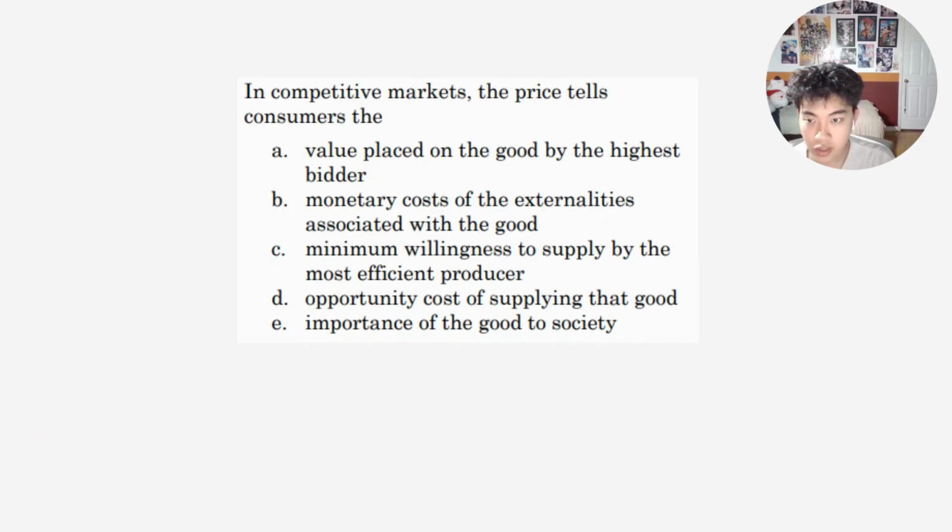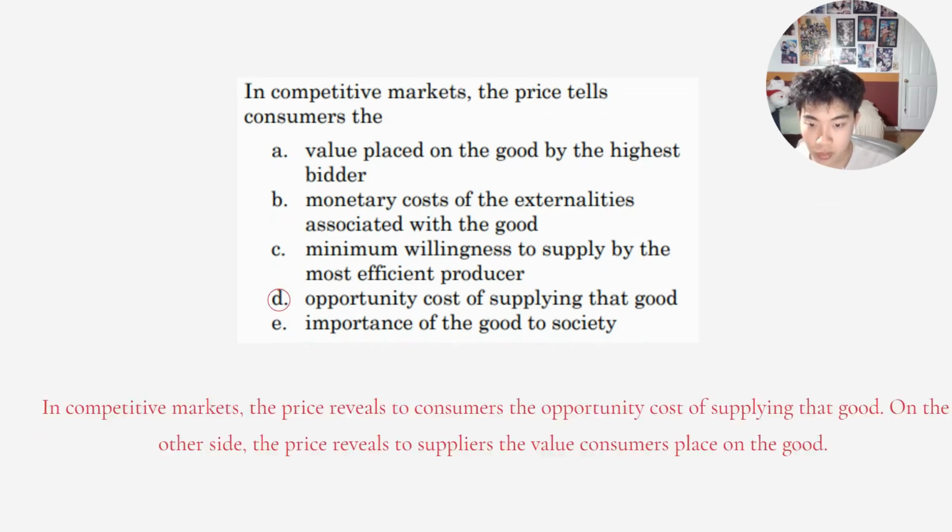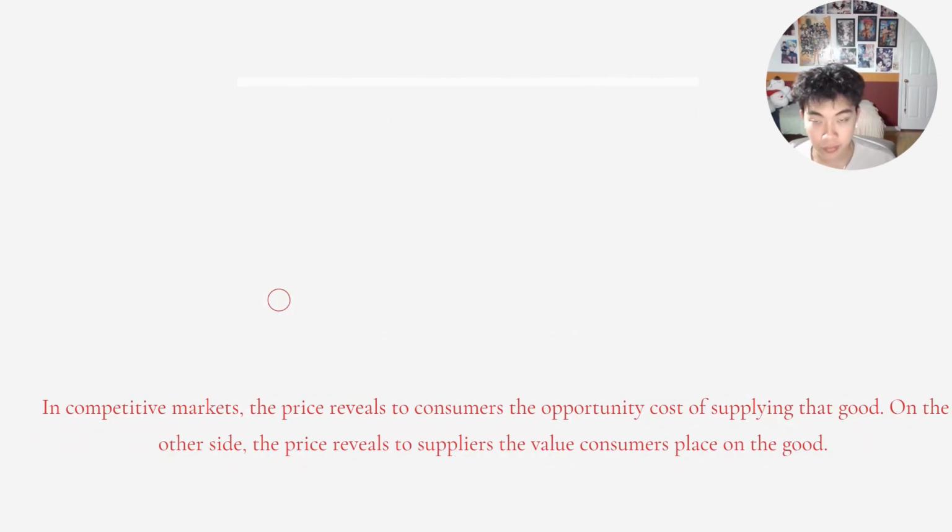Okay, and then the last question. In competitive markets, the price tells consumers the: A, value placed on the good by the highest bidder. B, monetary cost of externalities associated with the good. C, minimum willingness to supply by the most efficient producer. D, opportunity cost of supplying that good. And E, importance of the good to society. Okay, the answer to this question would be D. In competitive markets, the price reveals to consumers the opportunity cost of supplying that good. On the other side, the price reveals to suppliers the value consumers place on that good.